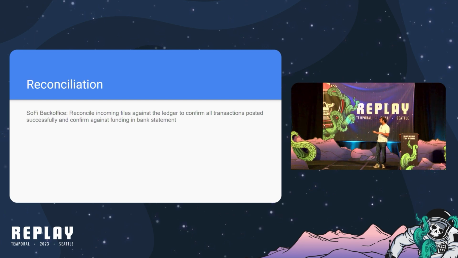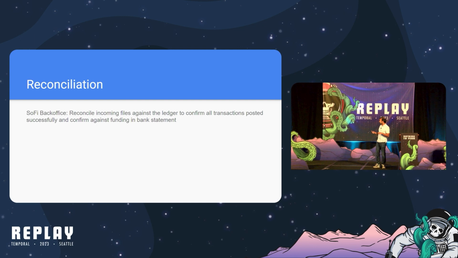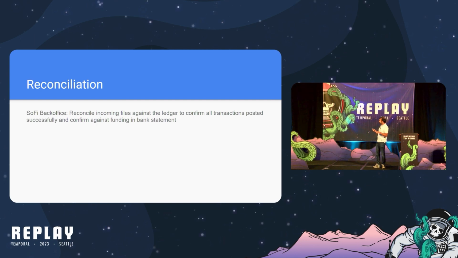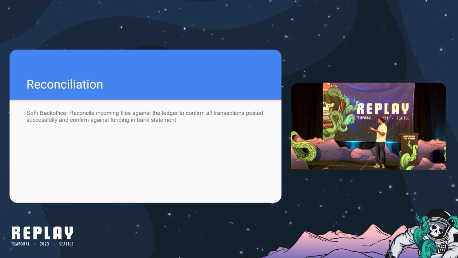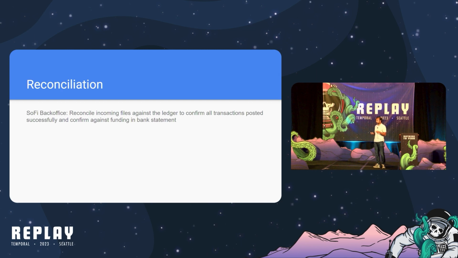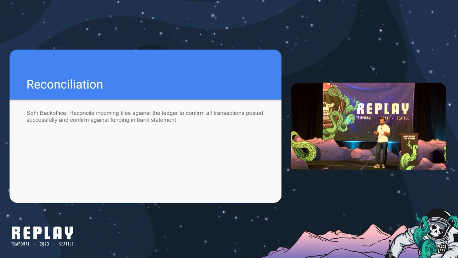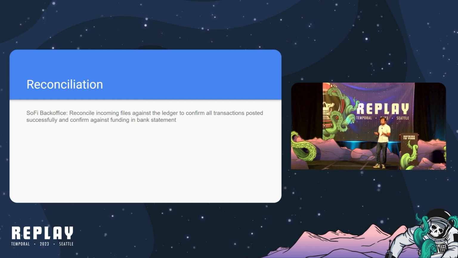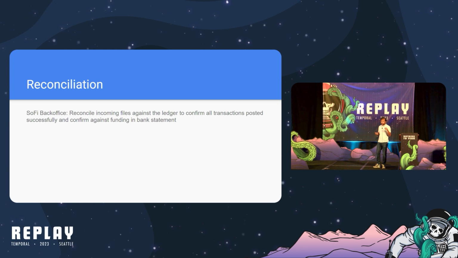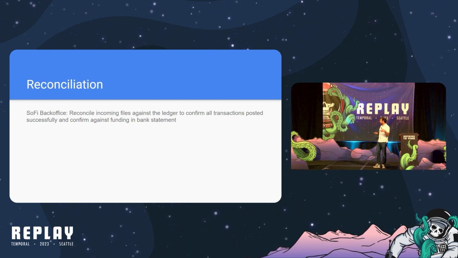I also went to SoFi back office to get an industry definition of what reconciliation is. The paragraph that you're seeing on the screen is the industry definition. If you don't get it, don't worry. I also did not get it when I read it the first time. But if you look at it, there are two parts to it. One is reconcile incoming files against a ledger to confirm the transactions are posted successfully. That's the first part. And the second part is confirm against funding in the banking statement. So let's dissect this with an example.